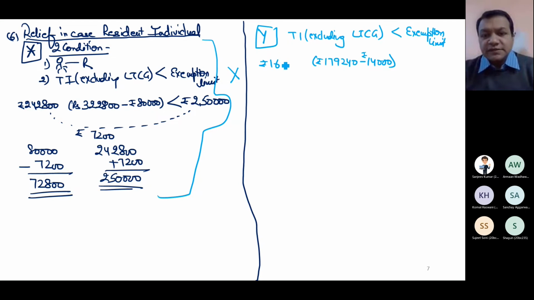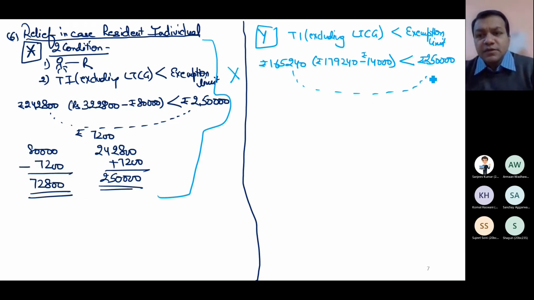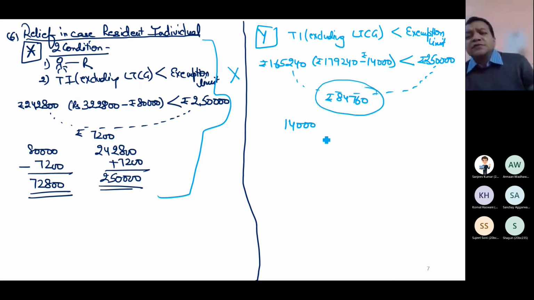So this is 165,240. Is it less than the exemption limit of 250,000? Yes. By how much it is less? 250 minus this, it is 84,760. So what I can do? I have 14,000 LTCG only, and I have the scope to shift 84,760, but I have only 14, so I can shift entire this LTCG. And what is my remaining income? That was nil.